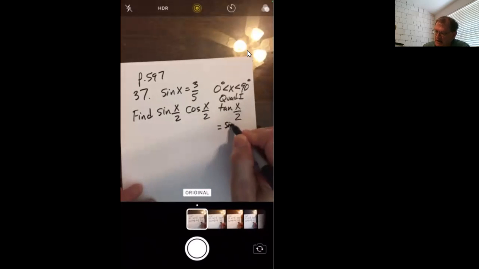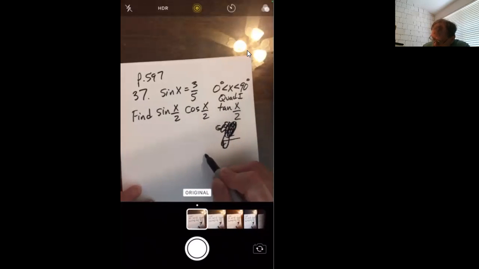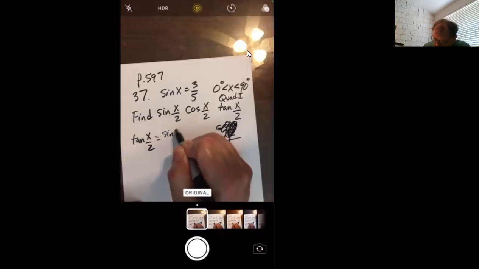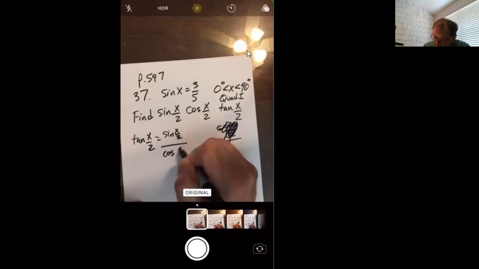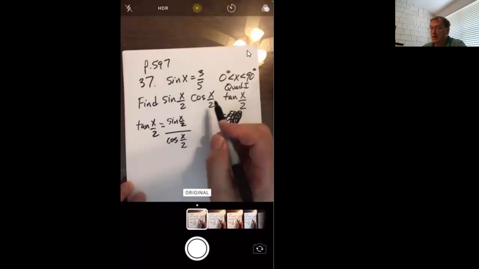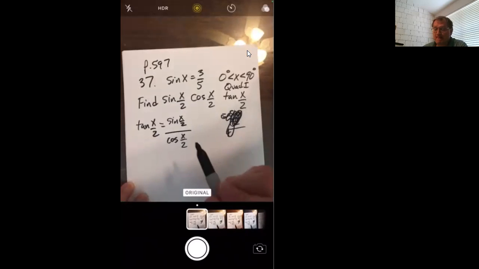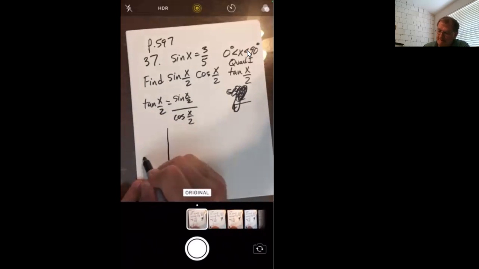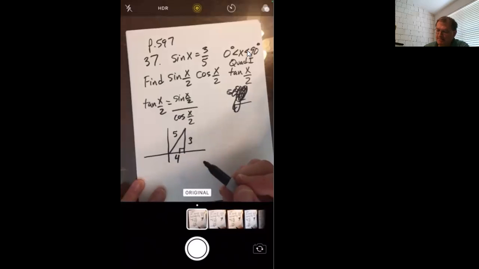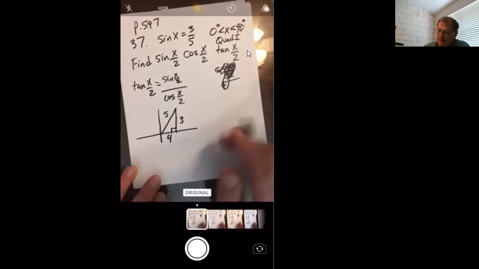Tangent of x over 2 will equal sine of x over 2 divided by cosine of x over 2. Since they've had me do sine and cosine, I might as well just divide them rather than using a separate formula for the tangent. Okay, we're in the first quadrant. Sine is 3 over 5. Cosine would be 4, or the x-leg would be 4. I hope everybody knows that.